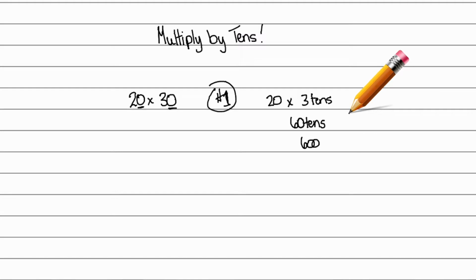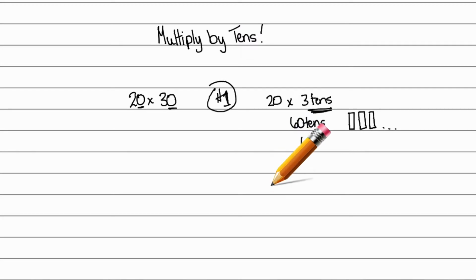If we're thinking in terms of our base 10 blocks, if I had 60 tens, 60 of those rods, I would have 600. It'd be the same thing as 600. So that's the first way you can look at it, is to think of that number with a 0 in the ones place, think of it in terms of how many tens it is, and then you can multiply that way.